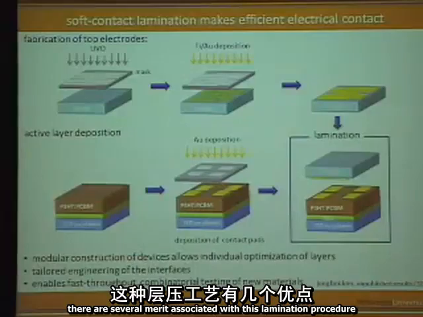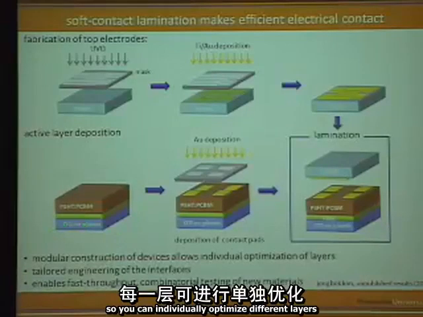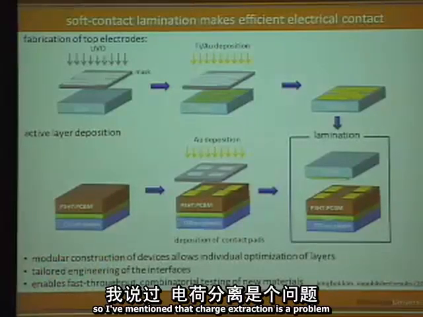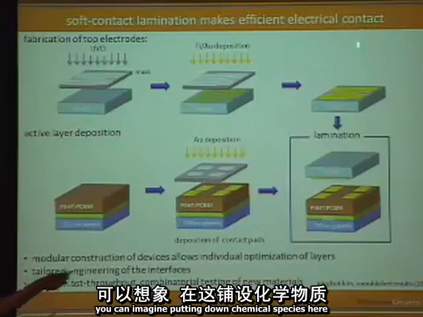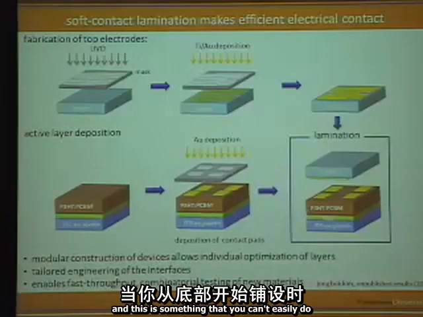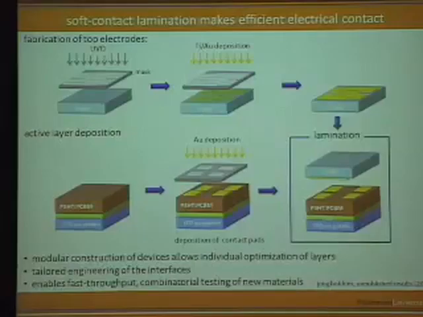Now, there are several merits associated with this lamination procedure. First of all, you have this modular construction of devices, so you can individually optimize the different layers. Second of all, you have custom engineering of the interfaces. So I've mentioned that charge extraction is a problem. You can imagine putting down chemical species here that can enhance charge extraction. And this is something that you can't easily do when you're building things from the bottom up.